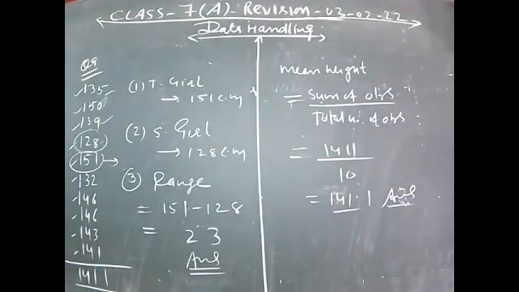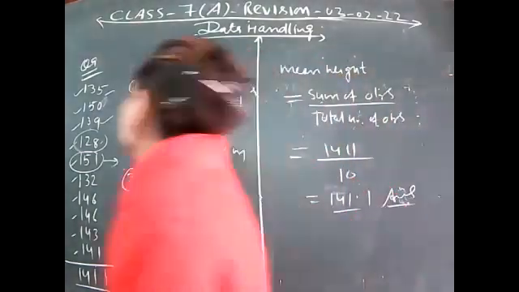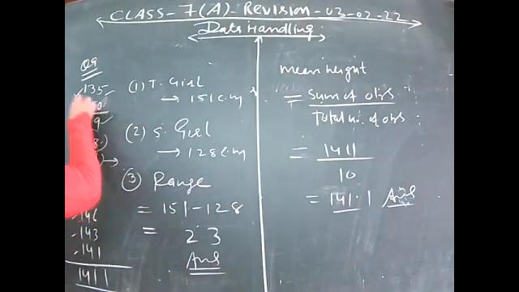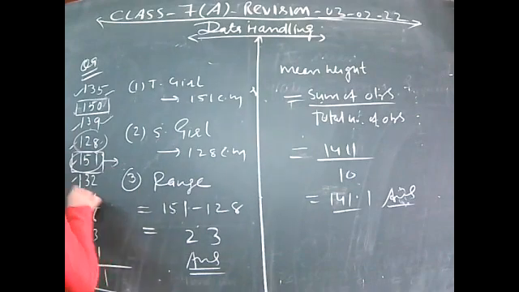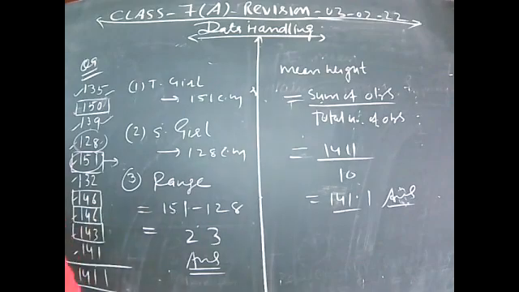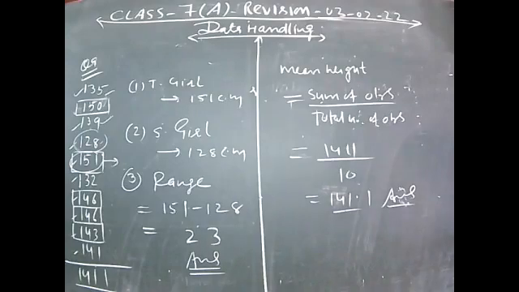Mean height. Now the next question is, how many girls have heights more than the mean height? How many such girls are there whose height is more than the mean height, that is, more than 141.1? 1, 2, 3, 4, 5. There are 5 such girls whose height is more than 141.1.